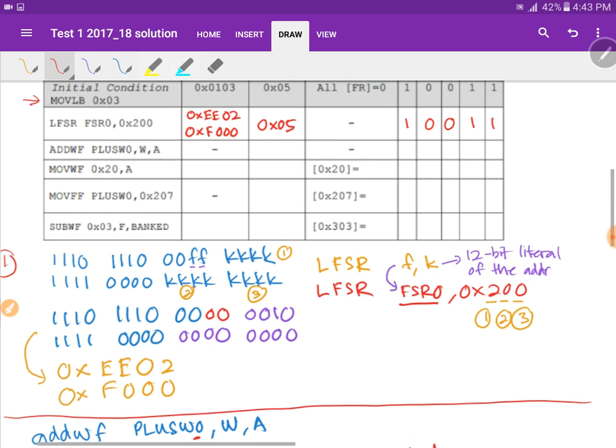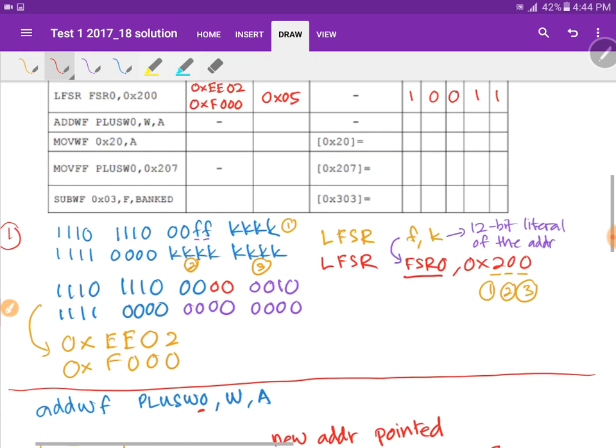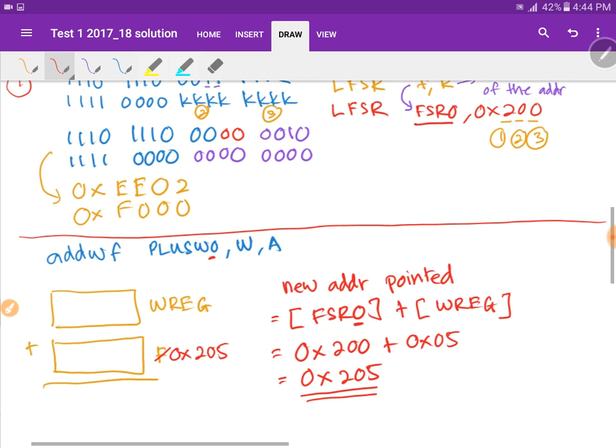So what is the content of working register? The content of working register is 5. So here will be hex 05. So what will be the total? The result will be hex 205, which means this address is the address being pointed by the plus W0. So here we can actually replace this with the value hex 205. Now let us try to do the addition. So what is the content of the working register? Earlier we have seen it is hex 05.